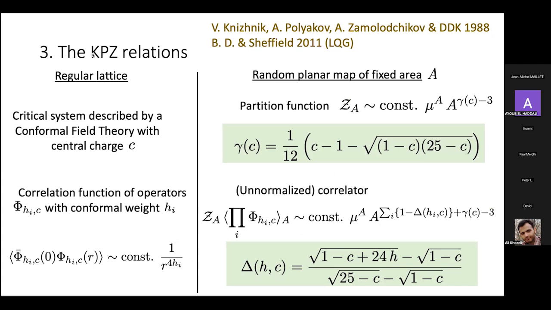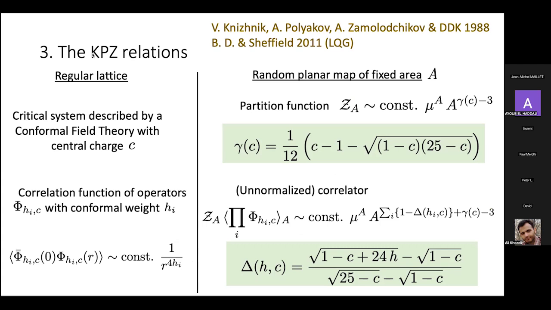So what are the KPZ relations? It dates back to 1988, so Knizhnik-Polyakov-Zamolodchikov. Then there was a version by DDK, meaning David-Distler-Kawai. It was a bit simpler to understand. And then there were proofs after that, one starting with Scott Sheffield.